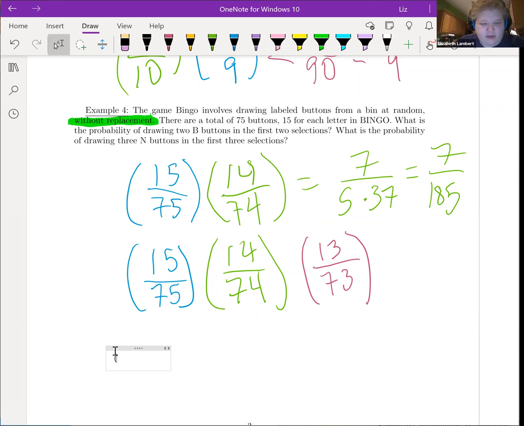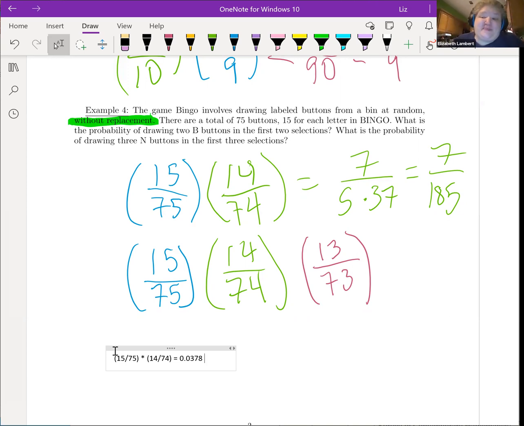So I'll go ahead and start from the beginning. 15 over 75. And this is one of the reasons why I write my parentheses when I'm doing math, for when I'm going to type. And then 14 over 74 equals ugly mess. Okay, so that is 0.0378. You can think about probabilities as percentages. So we would say about 3.7, 3.8% of the time, you could pull 2 B's on your first pull and second pull.